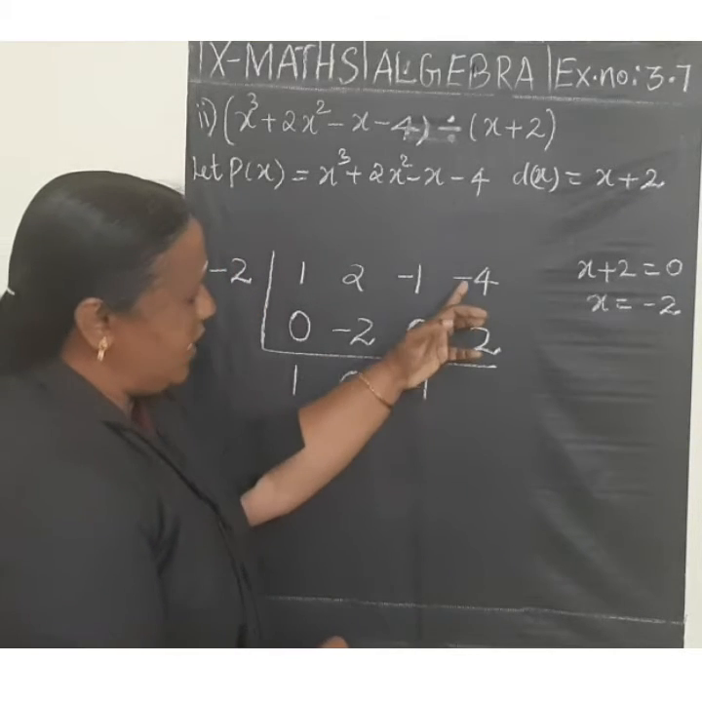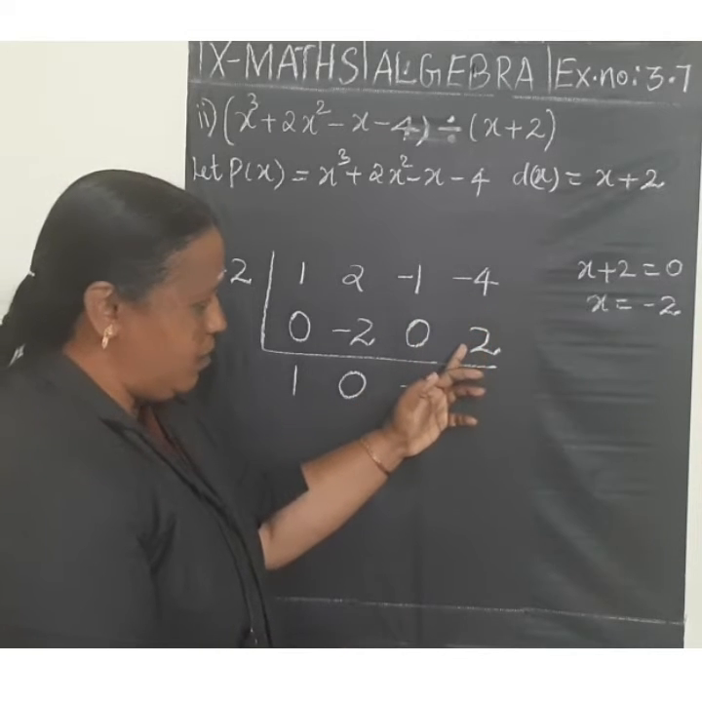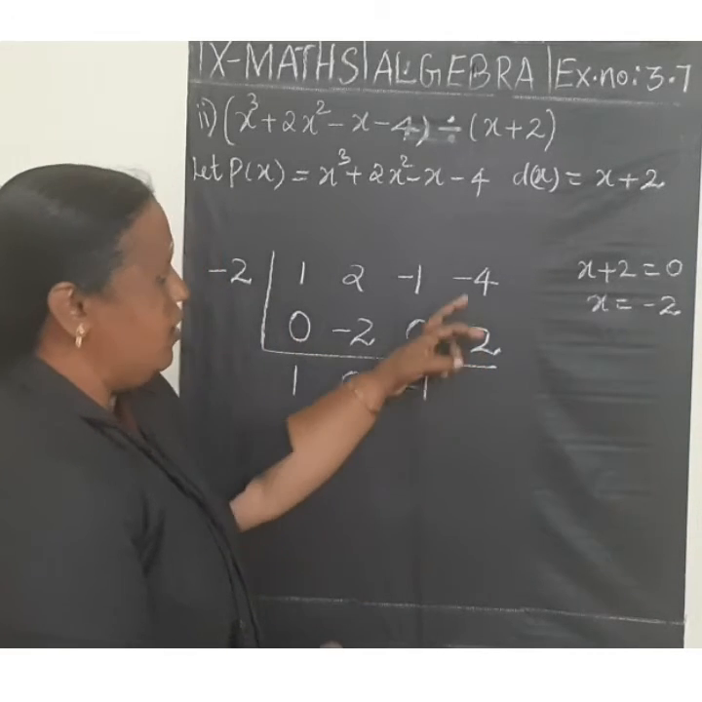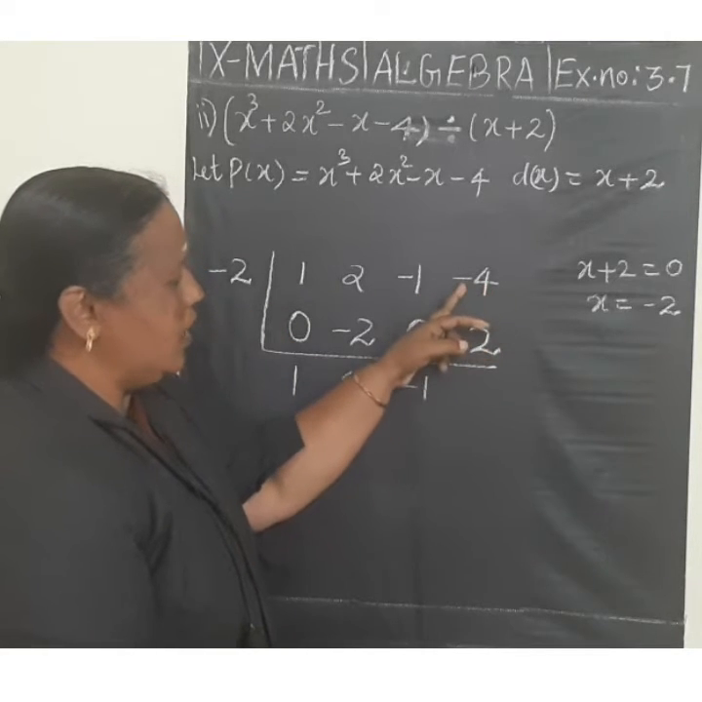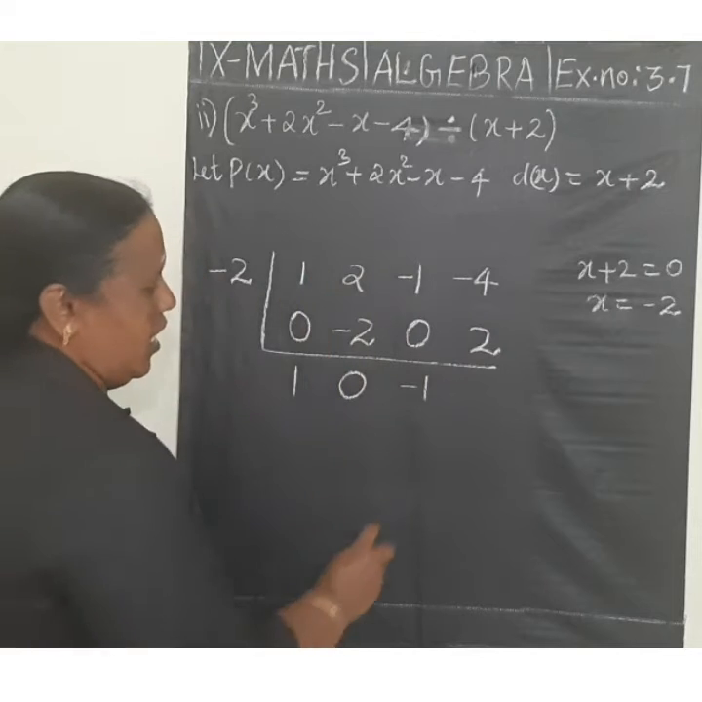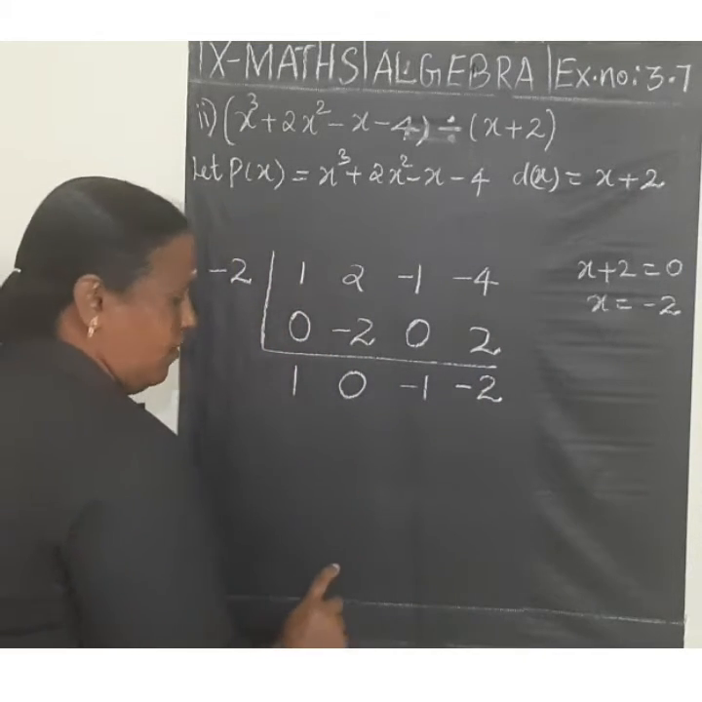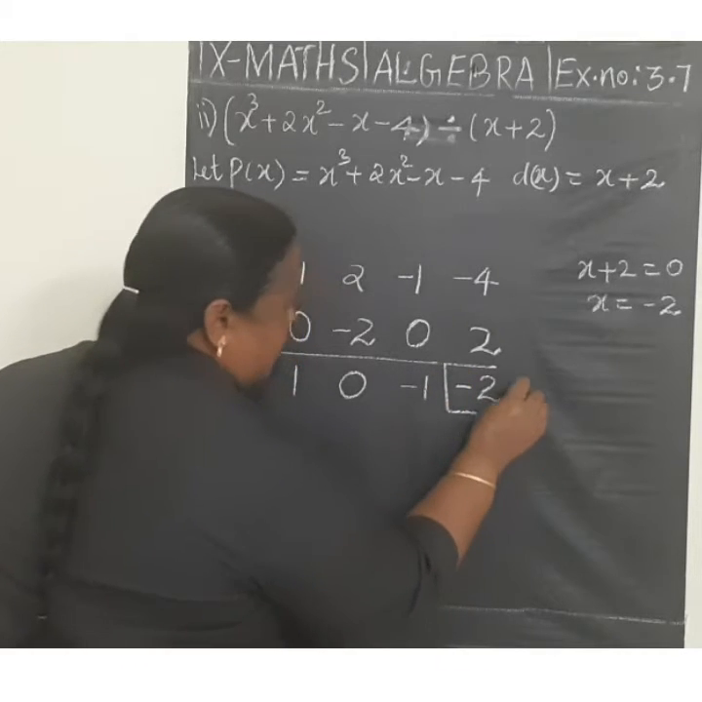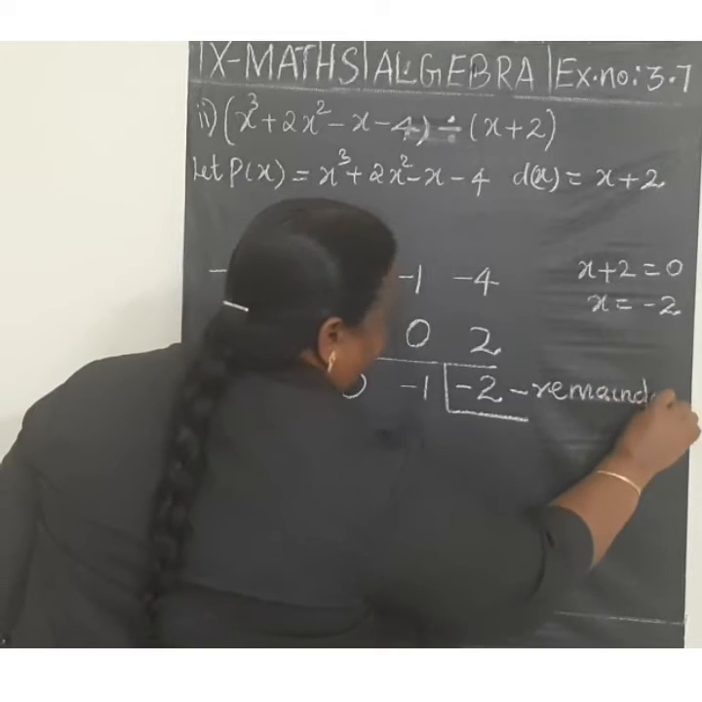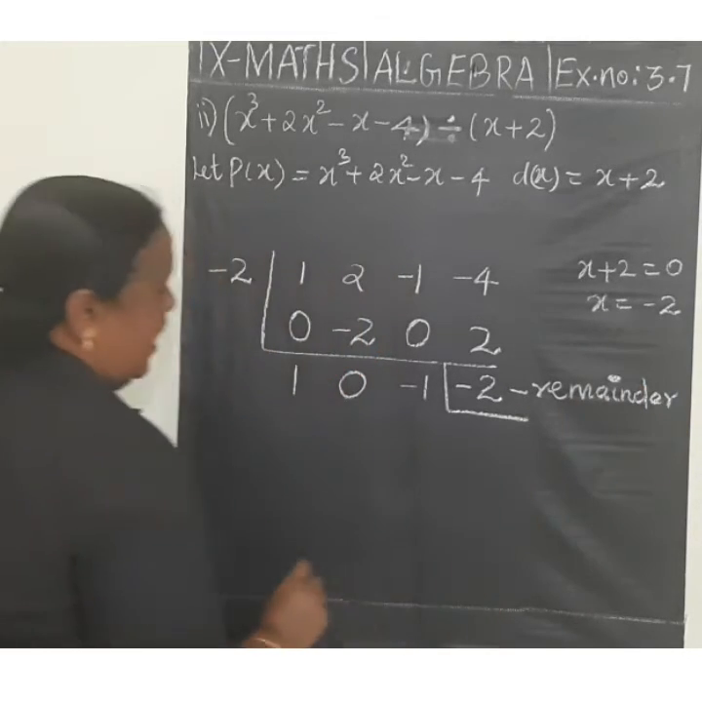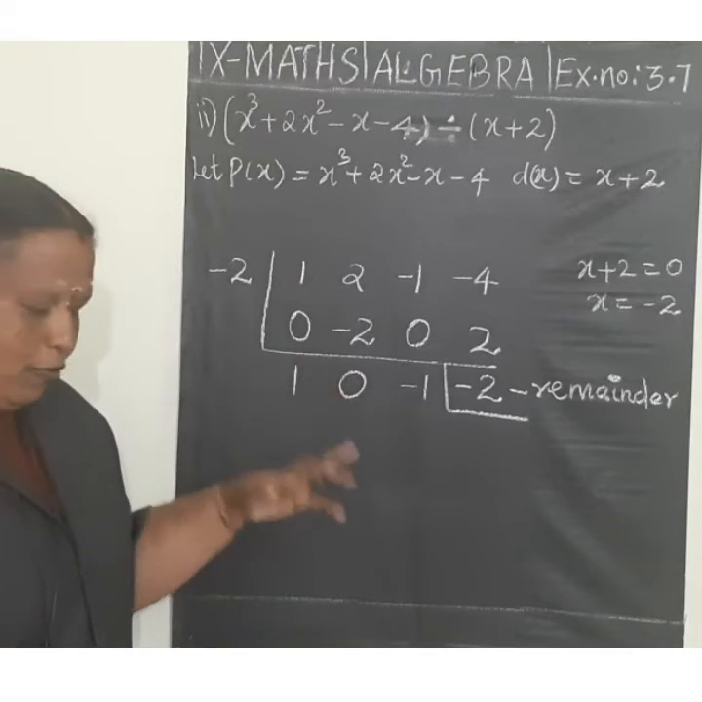Next we have to add minus 4 and plus 2. One is in minus sign, another one is in plus sign, so we have to subtract. So 4 minus 2 is 2. The greater number is 4, and before the greater number the minus sign is there, so we write here minus 2. Then the last one we take as the remainder. So the minus 2 is the remainder.